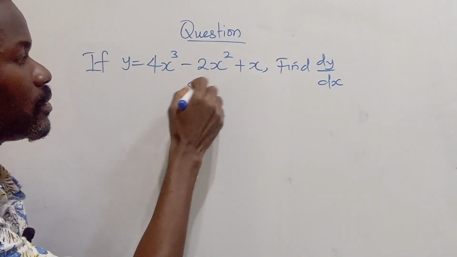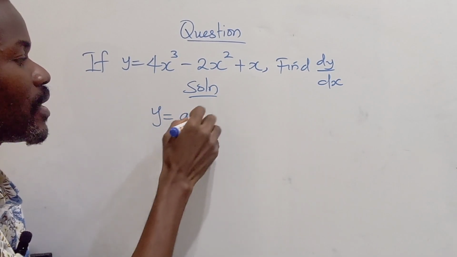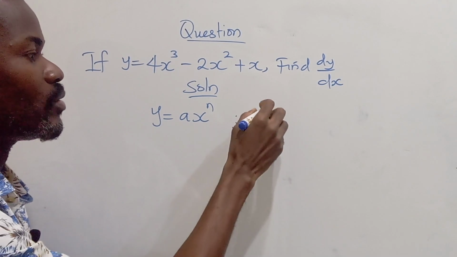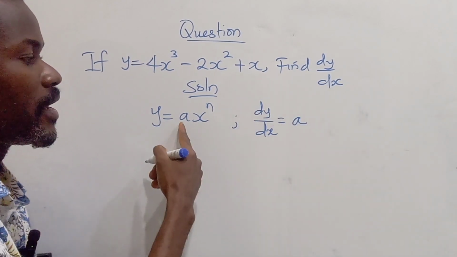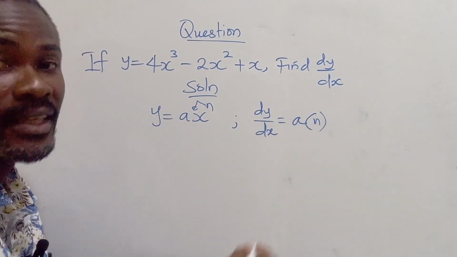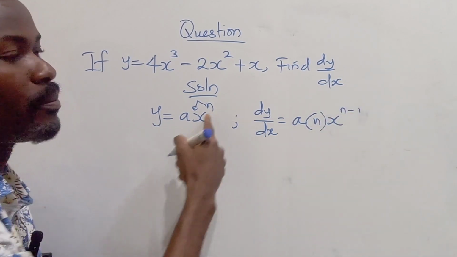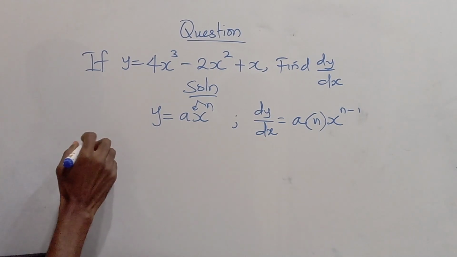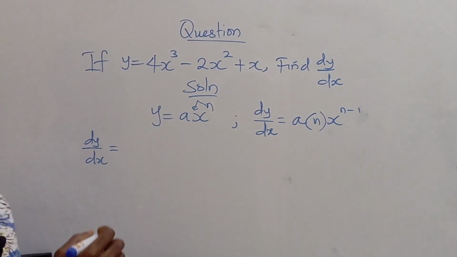So our solution, just a quick reminder: if I have y is equal to ax raised to power n, okay? Our dy over dx simply means the a, we are going to bring down this n to multiply the a, and we are going to subtract 1 from the power. Right, so this expression is going to be our dy over dx.